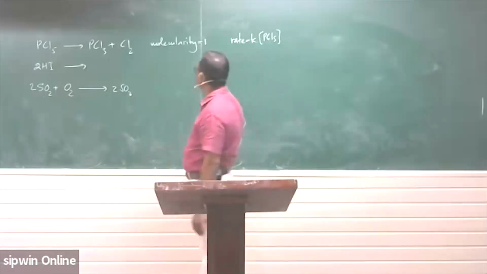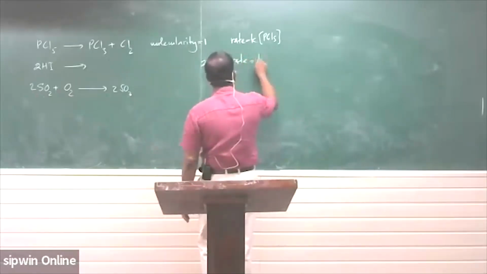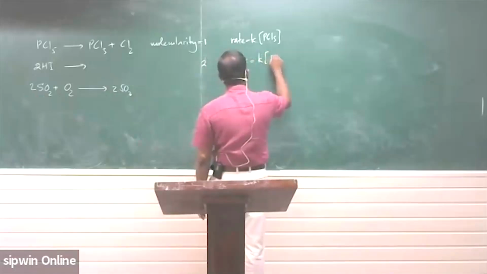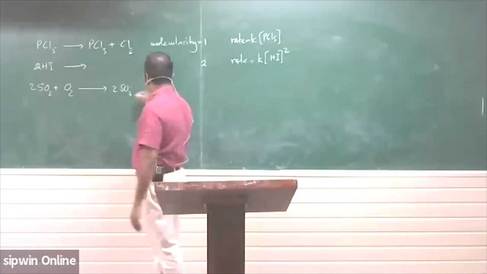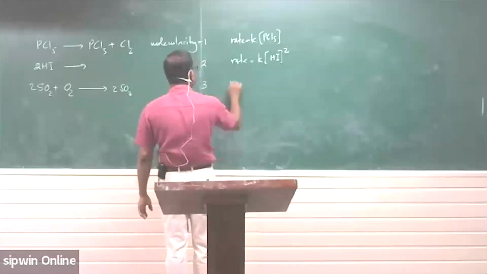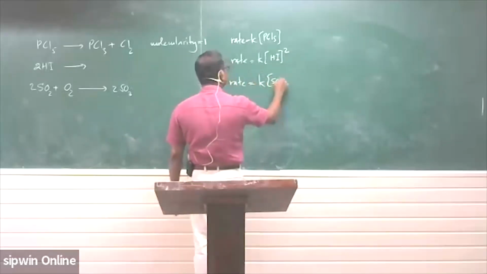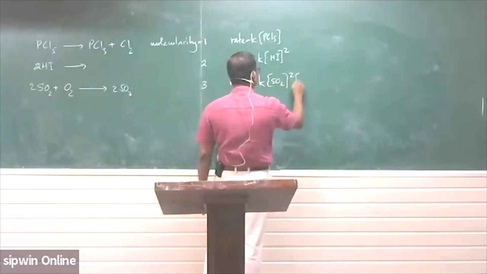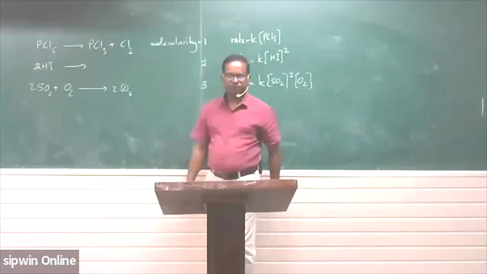Here the molecularity is 2, rate equals K times HI concentration squared. Here the molecularity is 2 plus 1, like that, 3, rate equals K times SO2 squared times O2.